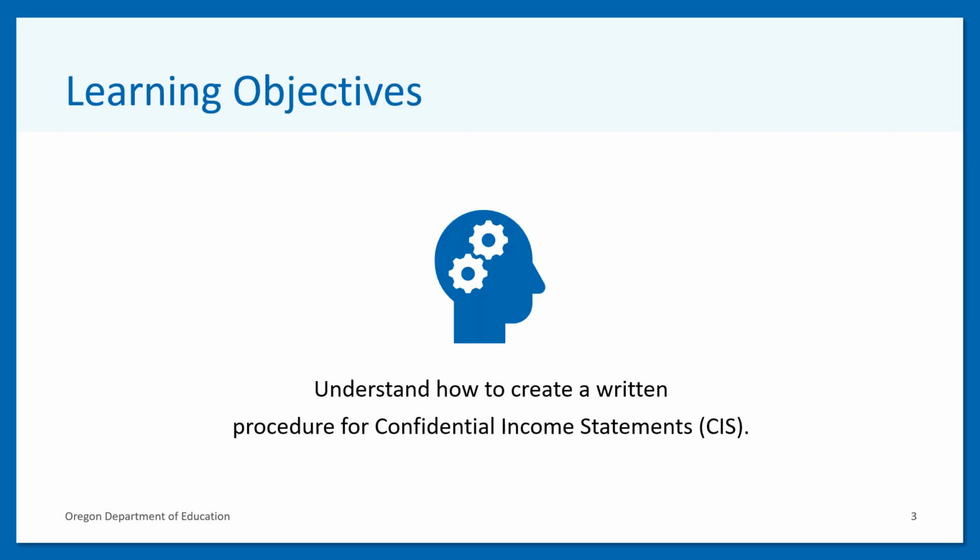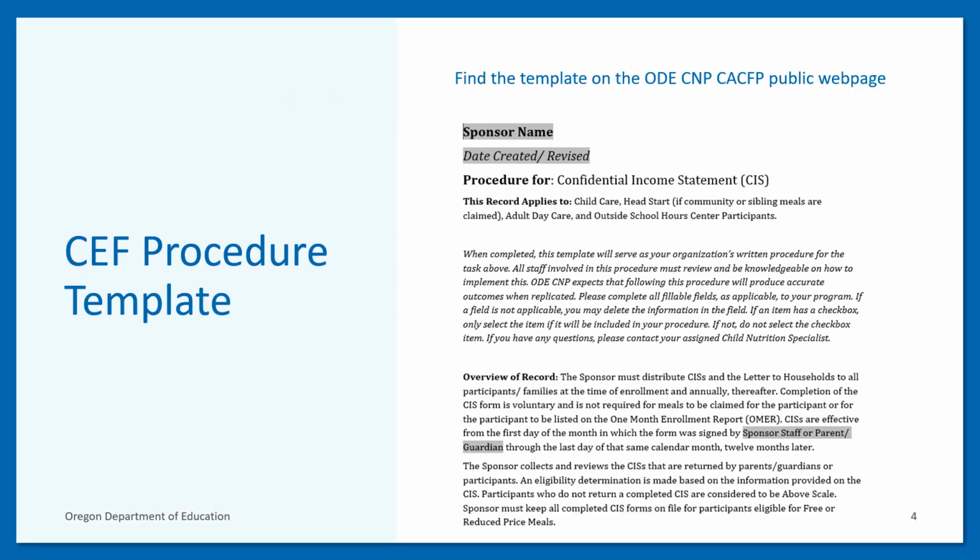By the end of this training, you should understand how to create a written procedure for CIS forms. The CIS procedure template can be found on the ODE-CNP CACFP webpage along with many other procedure templates. Sponsors will fill in information as applicable to their program. When you begin to review the procedure template, you'll notice gray lines throughout the document. These are sections which require the sponsor to complete with details specific to your organization and operation. If there are sections listed in the template that are not applicable to your organization, you may remove them.